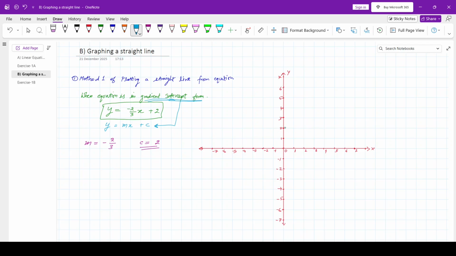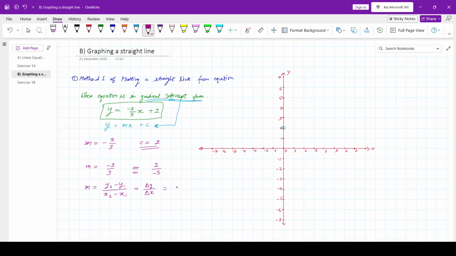So c is equal to 2 means we are talking about this point, y is equal to 2. And also when we say m is equal to minus 2 by 3, we mean either minus 2 by 3 or 2 divided by minus 3. They both mean the same thing. We also know that m is equal to y2 minus y1 divided by x2 minus x1. y2 minus y1 is the change in y, that is delta y. x2 minus x1 is the change in x, that is delta x.